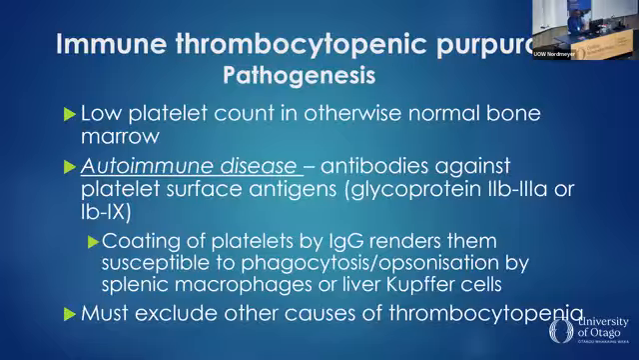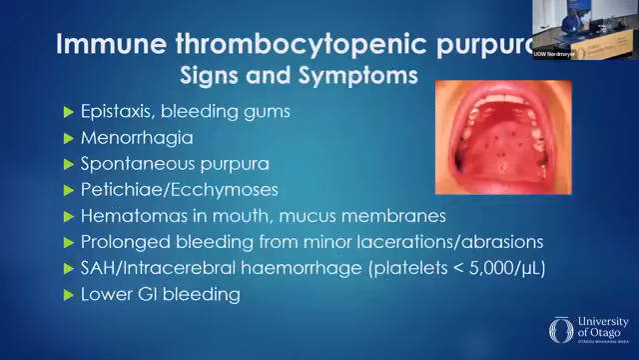Many cases also have been attributed to a prodrome, like a viral prodromal illness, a few days or weeks before the ITP. So it will manifest as listed: epistaxis, menorrhagia, spontaneous purpura, all of those things can happen. Very uncommonly, we find people with intracerebral or subarachnoid hemorrhage, but that's not the usual.